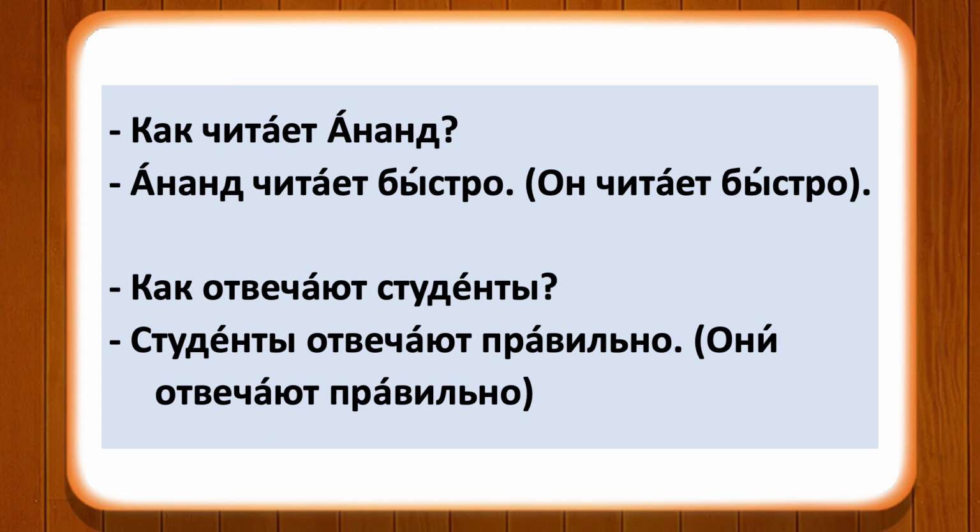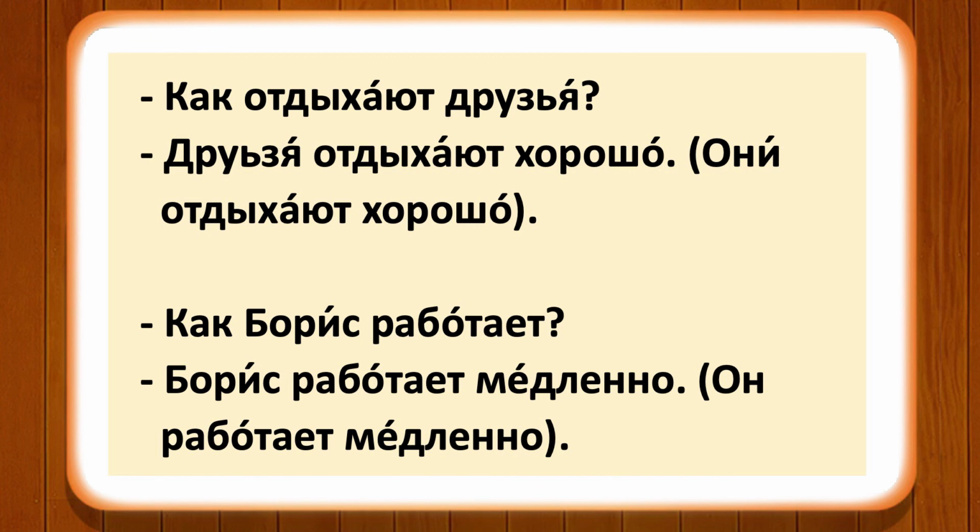The next dialogue is как отдыхают друзья. Друзья is also plural form of the word друг, which means friend. So как отдыхают друзья, друзья отдыхают хорошо, which means how do the friends relax or take rest? The friends take rest. Well, they relax nicely. Они отдыхают хорошо. Друзья can be replaced by a pronoun они, and the answer could also be они отдыхают хорошо.